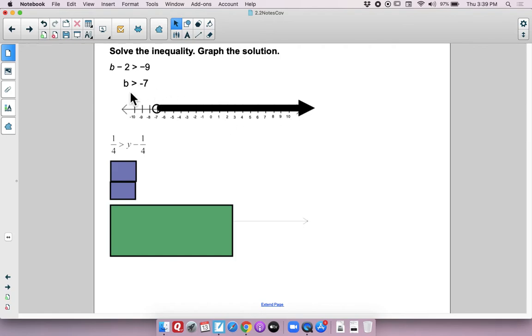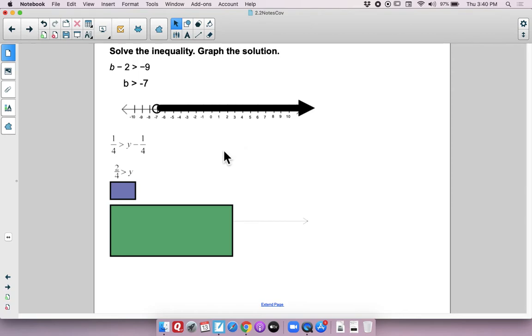Now, you can always plug in a number that's greater than negative 7 from your number line, so like negative 3. If you plugged in negative 3 to the original, negative 3 minus 2 is negative 5. Is that greater than negative 9? It sure is. Okay, fractions are our friends. Go ahead and try this one.